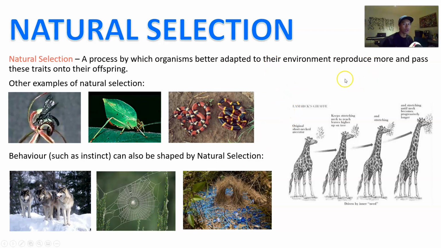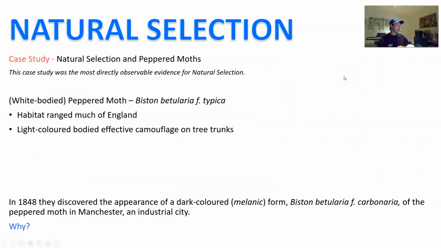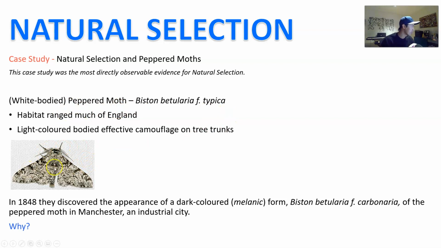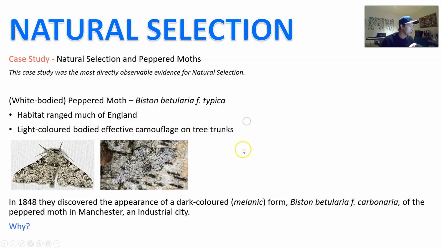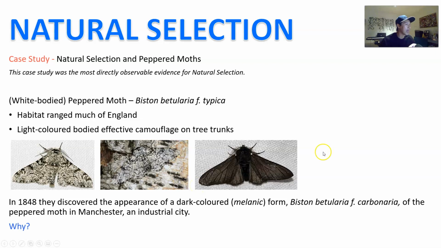So pretty cool there. Now, the most unique of examples, or the strongest case of examples, is actually in peppered moths. So here's a case study on natural selection and peppered moths, one of the most directly observable evidences for natural selection. So you've got the white-bodied peppered moth, and that's what it looks like. And its habitat range is much of England, and it's light colored because it survives really well on the tree trunks of certain trees, right?